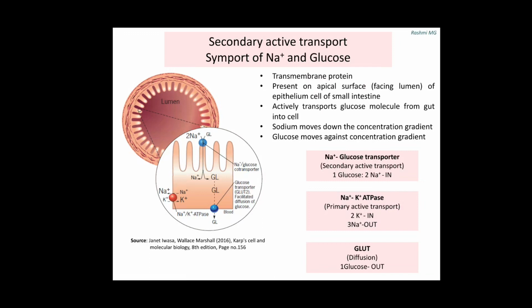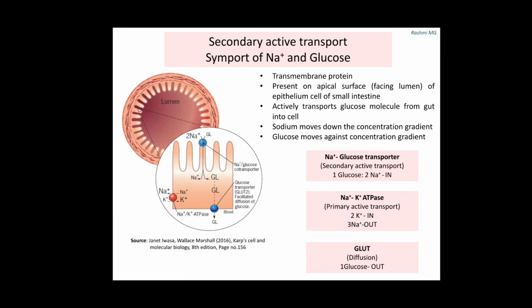The transmembrane protein sodium glucose transporter, also known as sodium glucose cotransporter or symporter, allows sodium and glucose to enter the cell together. Sodium glucose transporters are a family of glucose transporters present on the apical surface, that is, facing the lumen, of the epithelial cell of the small intestine, and actively transport glucose molecules into the cell from the gut.